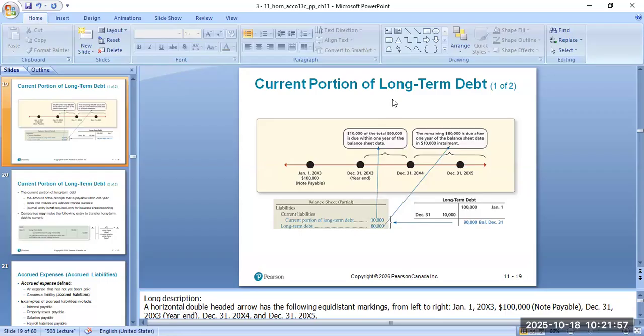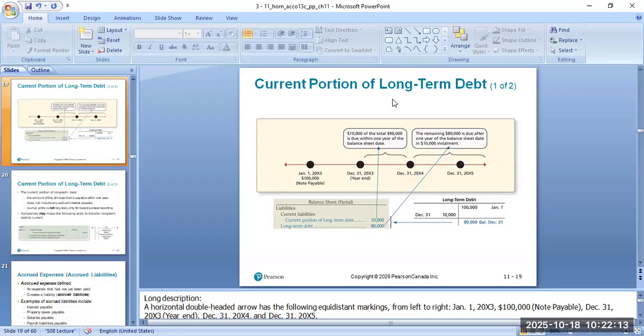So from the $30,000 that I owe within 3 years, I'm going to have two portions. One will be related to the current liability. The other one will be related to the long-term liability. That was the first year.